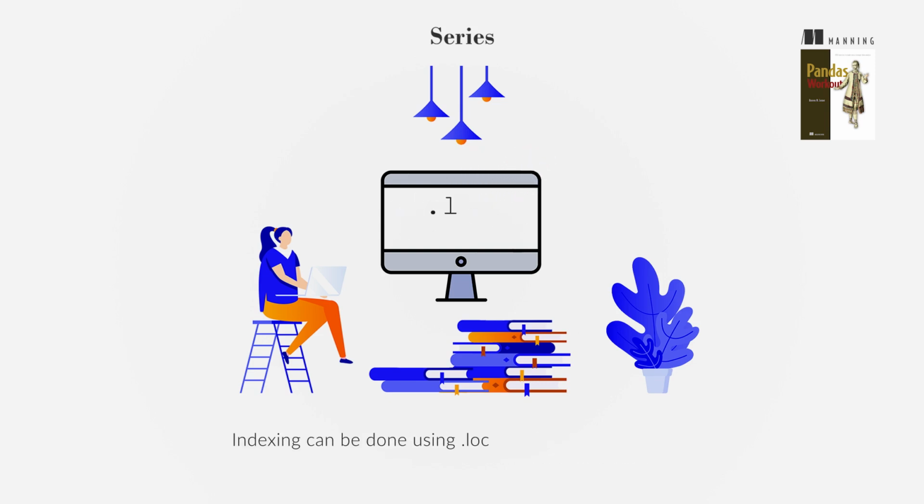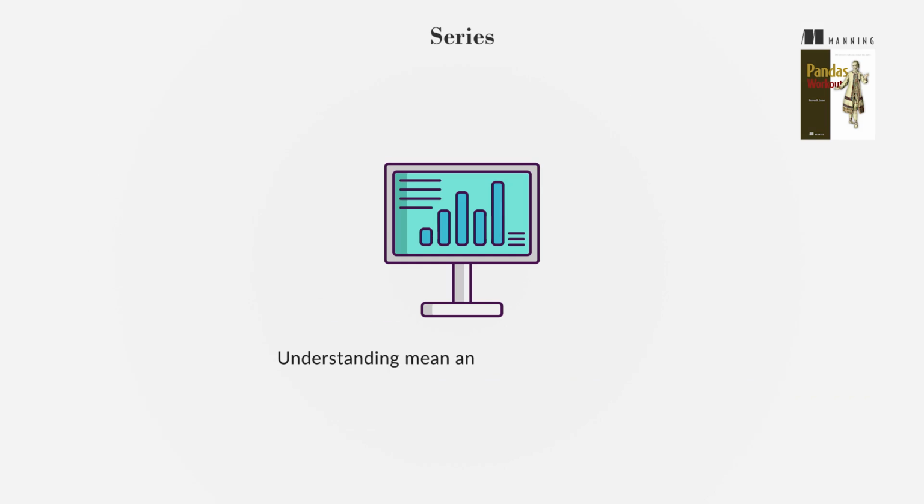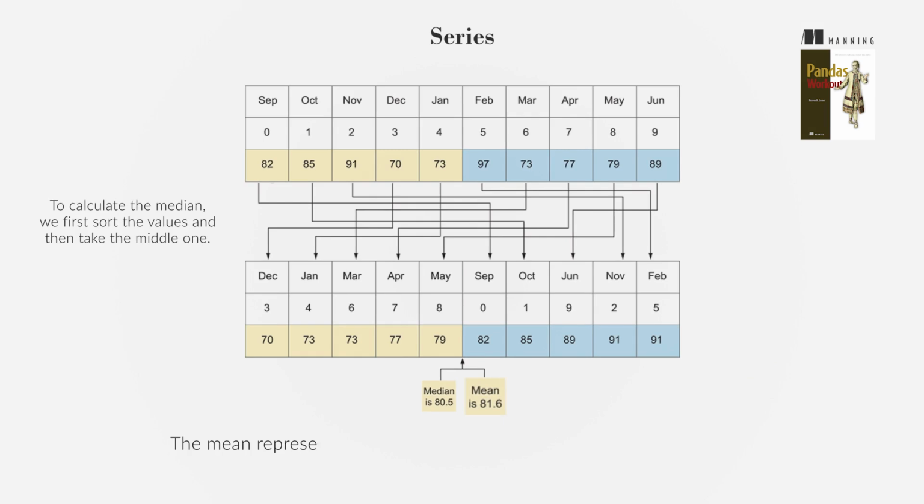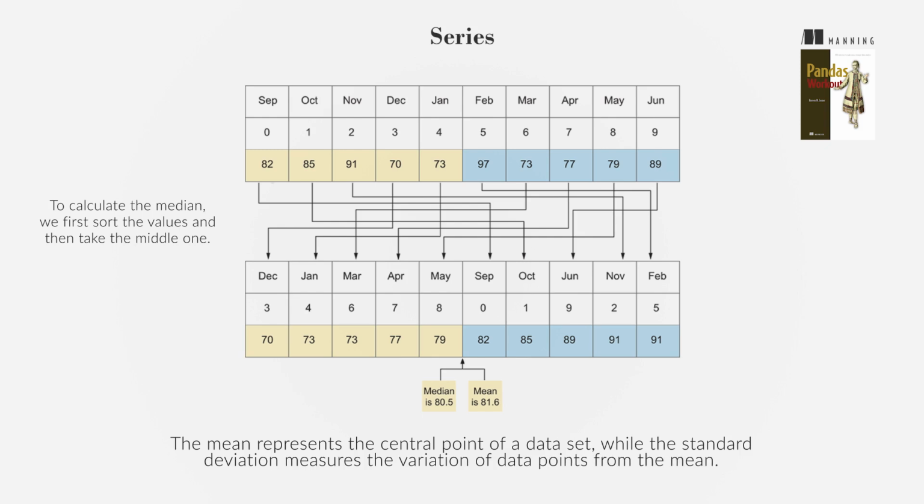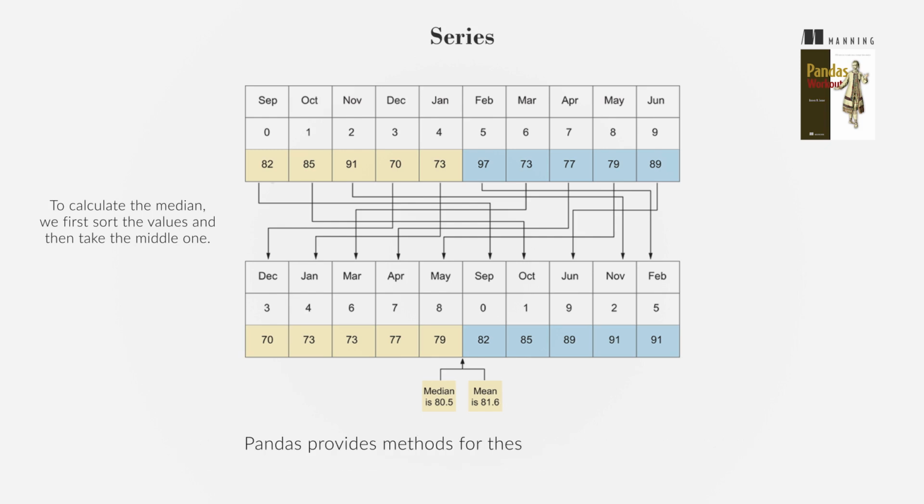Indexing can be done using .loc and .iloc for label-based and position-based indexing, respectively. Understanding mean and standard deviation is important for data analysis. The mean represents the central point of a dataset, while the standard deviation measures the variation of data points from the mean. Pandas provides methods for these calculations, with the standard deviation assuming a sample by default.